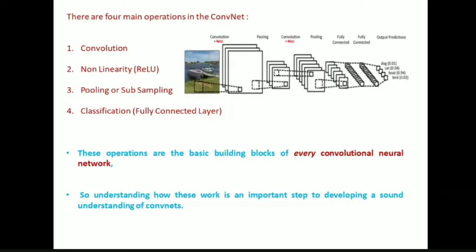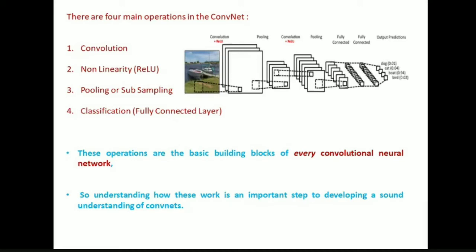Next, let us see. There are 4 main operations in the convolutional neural network. The first is convolution. The second operation is non-linearity, ReLU. The third operation is pooling or subsampling. What is the fourth one? Classification, or the fully connected layer. Now, can you tell me about ReLU? Did we come across the ReLU function at any time? If you do not have an understanding of ReLU, please refer to the ReLU activation function we discussed in the previous lectures.